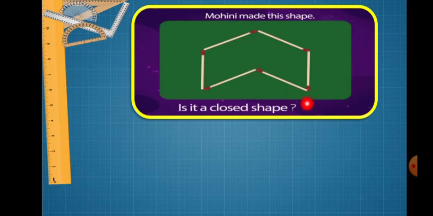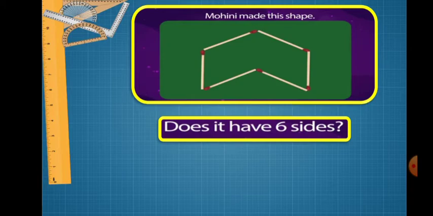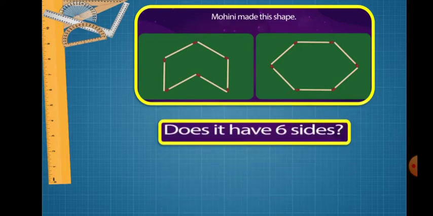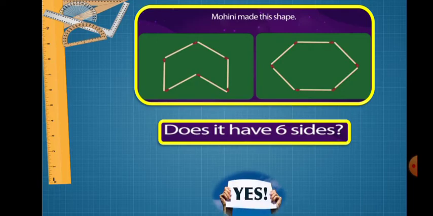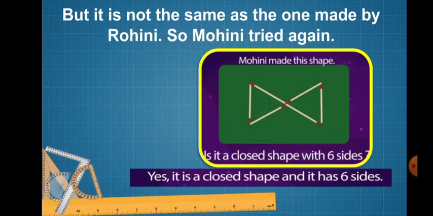Mohini made this shape. "Is it a closed shape?" "Yes, it is a closed shape." "Does it have 6 sides?" "Yes, it has 6 sides." Mohini made this shape and Rohini did this. "Does it have 6 sides?" "Yes, it has 6 sides." But it is not the same as the one made by Rohini.